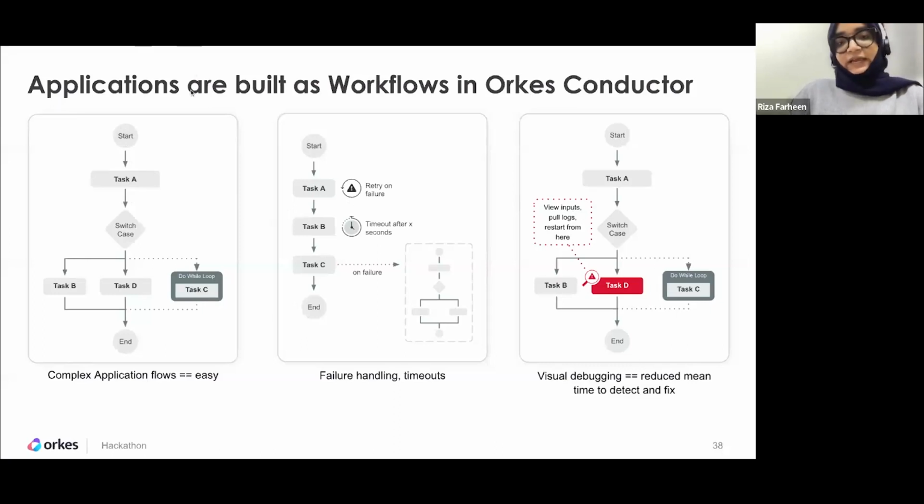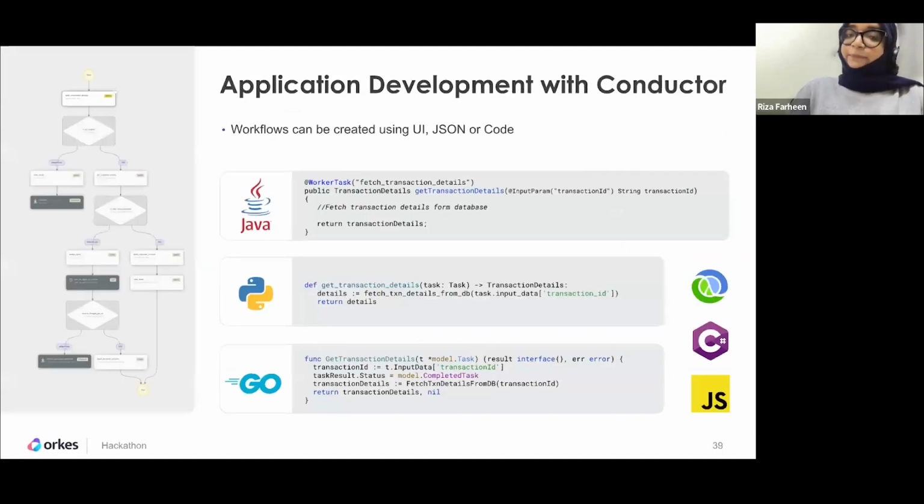And Orkes Conductor has some inbuilt features such as it will retry on failures, and it can time out after specified seconds. And there is failure workflow. That is, if your main workflow fails, you will have to compensate the actions that are completed. So in order to do that, we have an option called failure workflow. And also we provide a conductor UI through which you can visually debug and find out the issues to detect them easily and fix them. So the applications can be defined in different ways, that is using the UI.